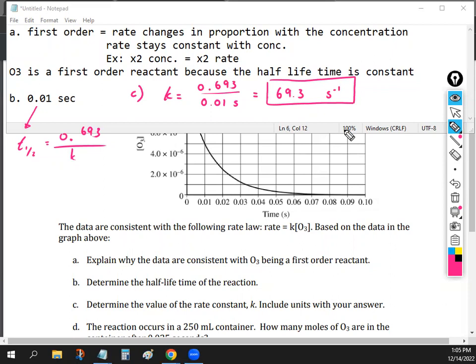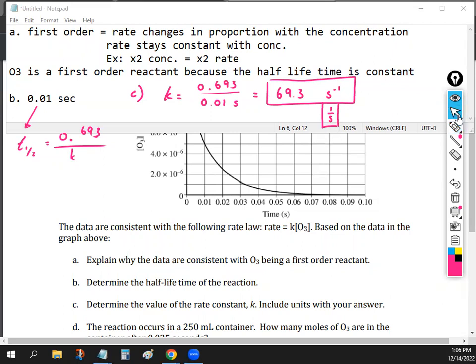You want to get rid of the T half because T half is represented by 0.01 seconds. All right, you guys good with that? Because S is on the bottom of the fraction. So it's the same thing as this. If you wrote it like 1 over S, that's fine too. But S to the minus 1 is what that represents. All right. Any other questions?